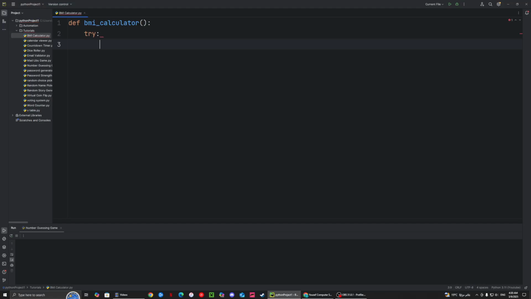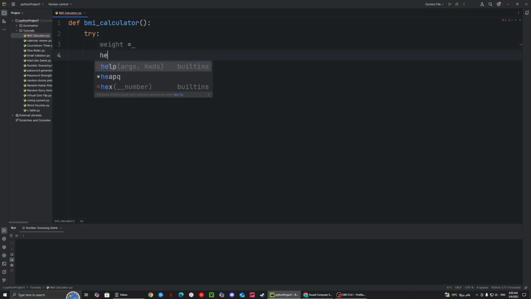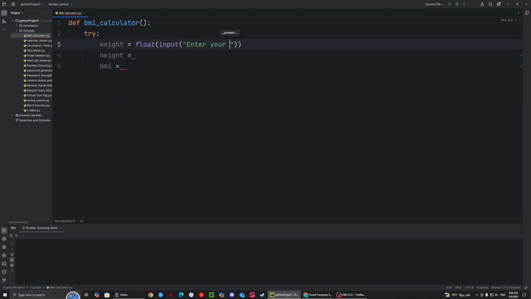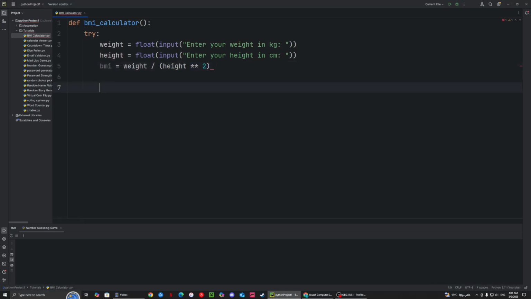So let's get started. In the try block, we want to have three variables: weight, height, and BMI. So right here we have float, input, enter your weight in kg, and then the same thing for height, enter your height in centimeters, and then BMI equals weight divided by height times 2.